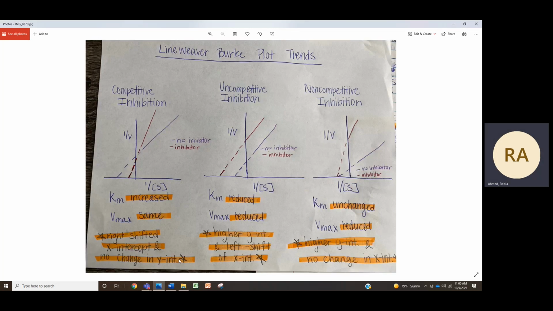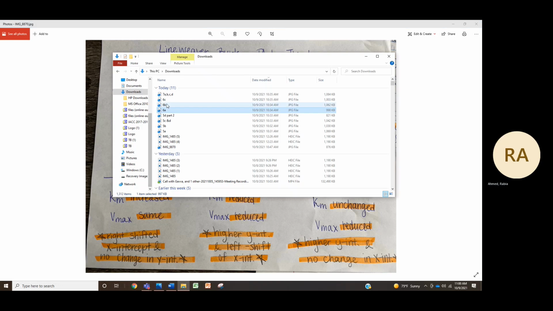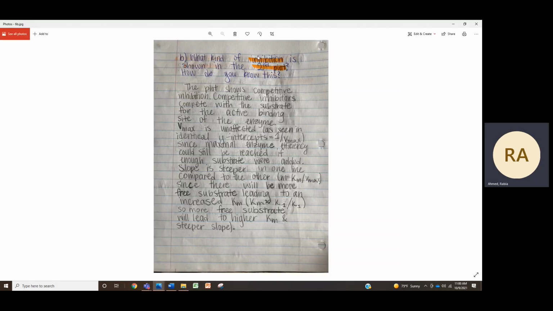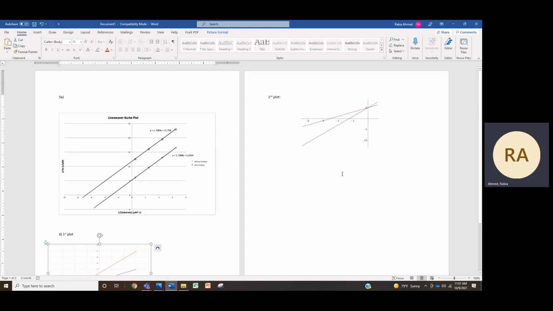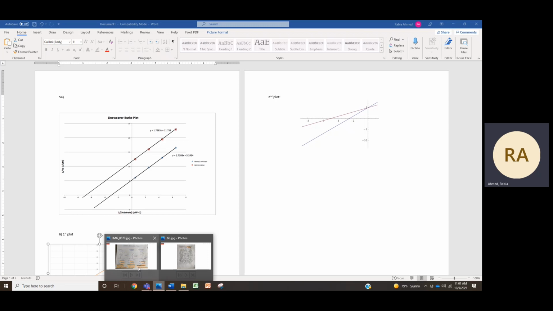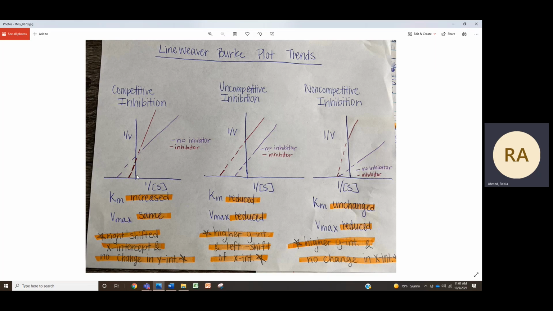And so for 6b, what kind of inhibition is shown in the second plot? How do you know this? The plot shows competitive inhibition. Let me show you the second plot really fast. So the second plot is here. Remember I said just ignore this part and look above the x-intercept. So you see that it crosses here on the y-intercept, and that matches our little graph here, competitive inhibitor graph.